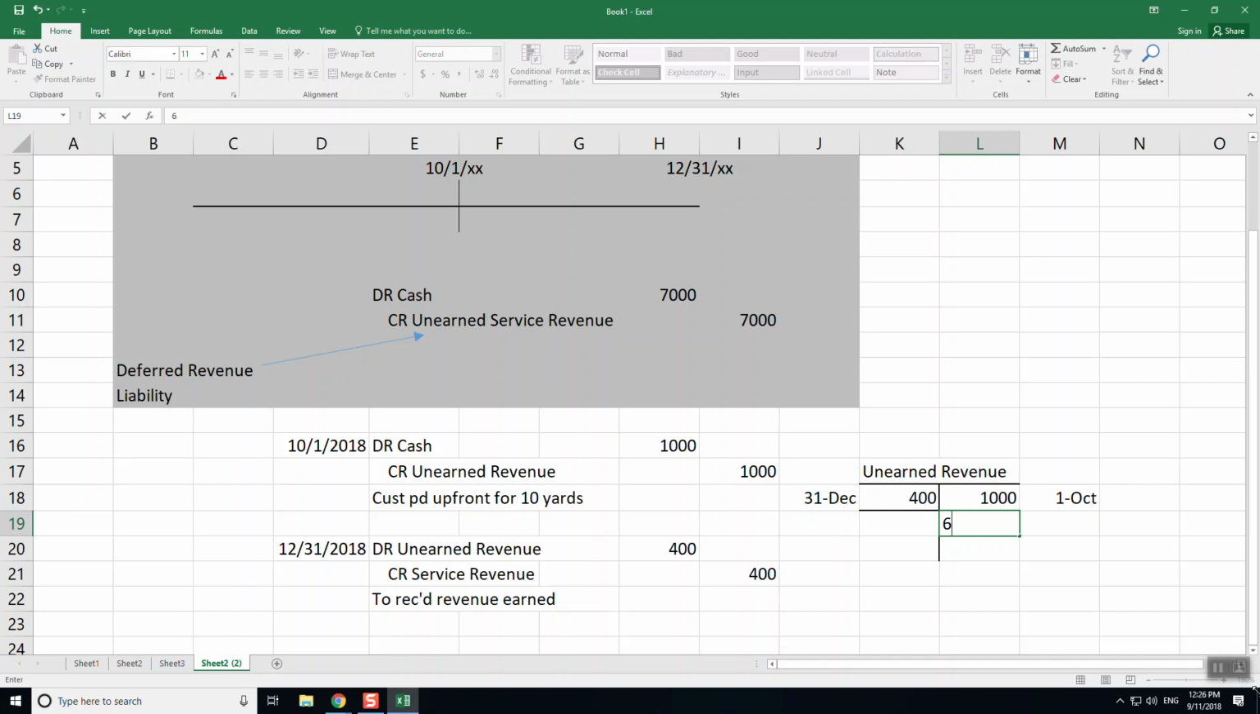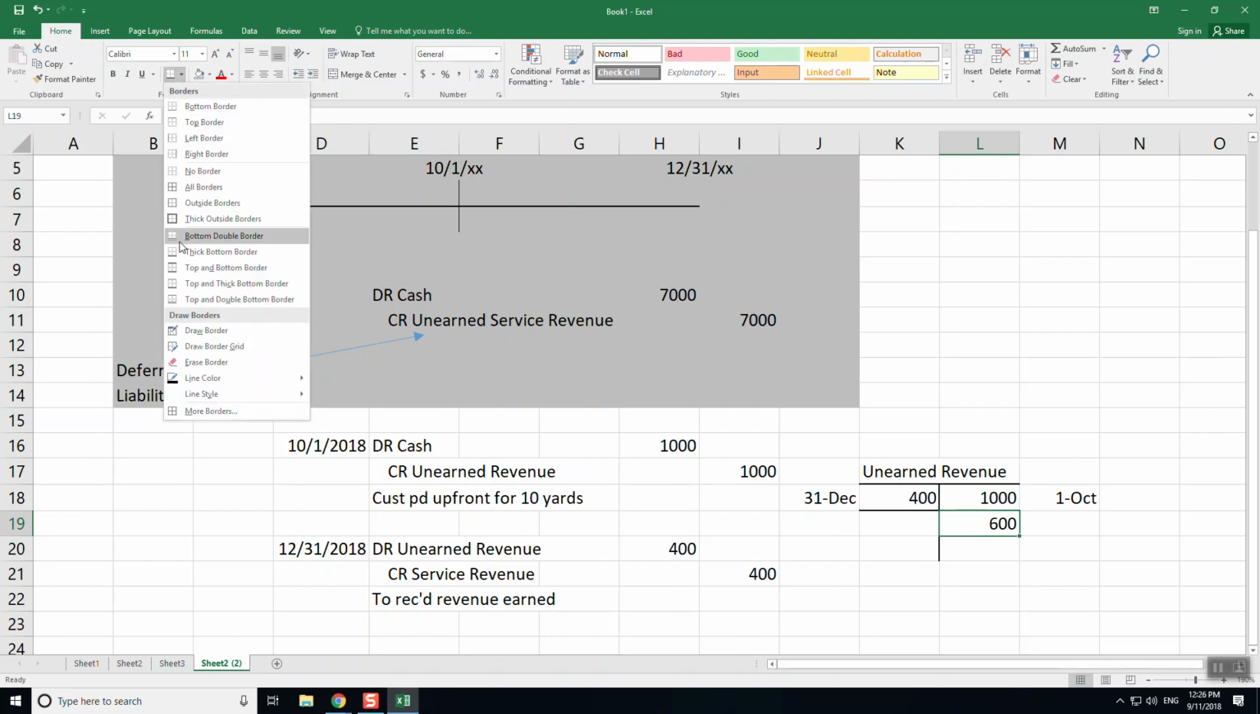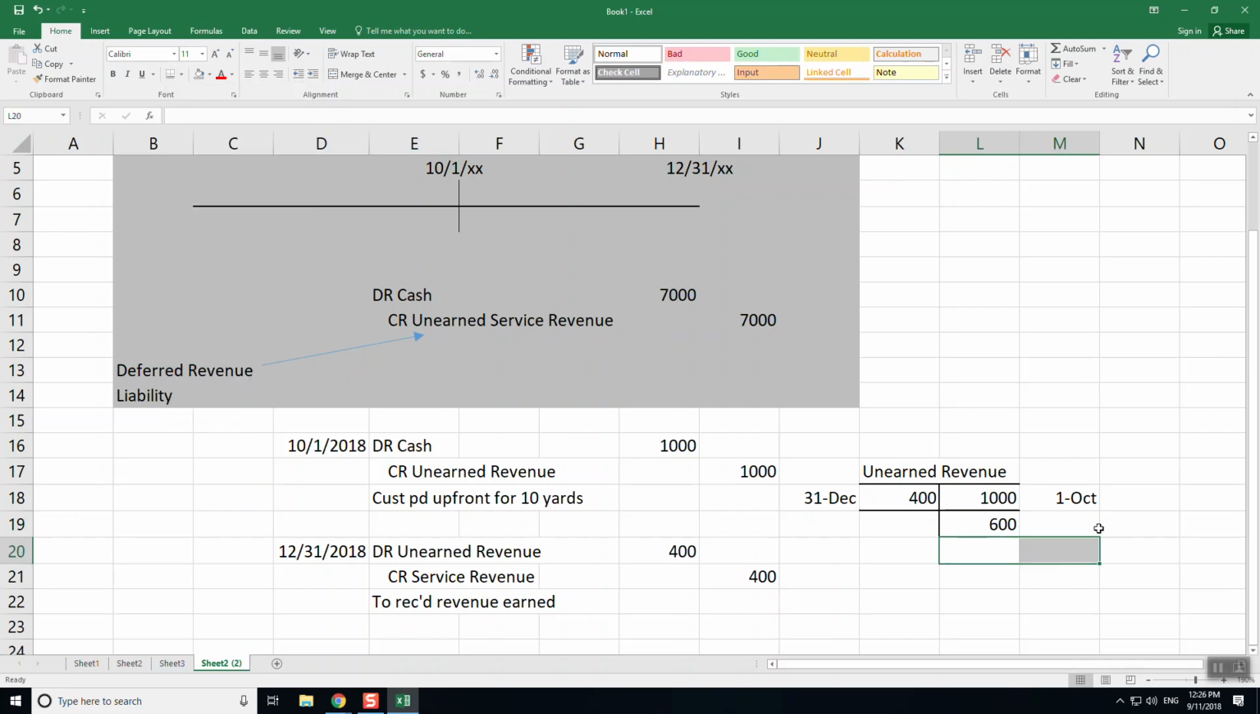I'm just accustomed to doing everything with Excel, and then this would be your 12/31 balance. Adjusted balance, in fact, because it's after an adjusting entry. Okay. You might even label this your adjustment here.